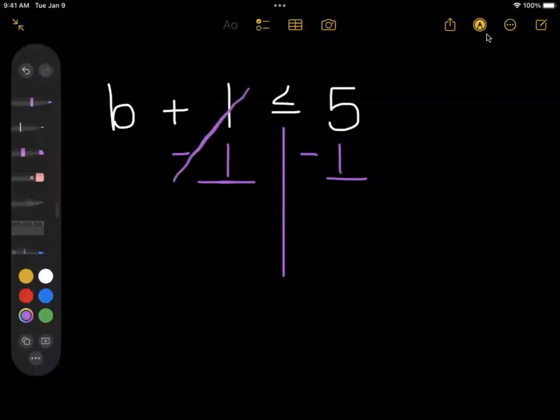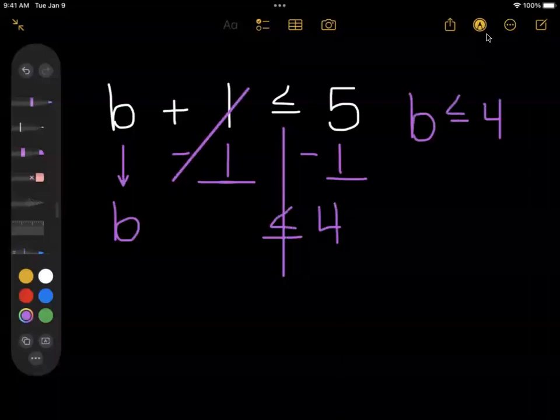1 minus 1 is 0, so that completely disappears. We bring down the B, and 5 minus 1 is 4. We're going to keep that symbol the same. So our inequality is B is less than or equal to 4. What that means is we don't know exactly what B is, but we just know that it is less than or equal to 4. So now we're going to graph that on a number line.